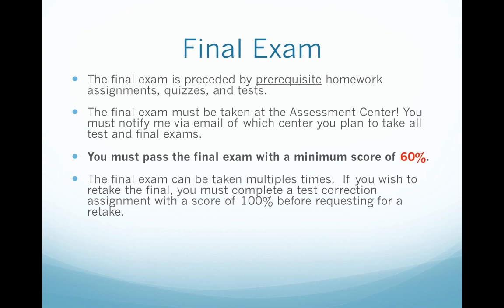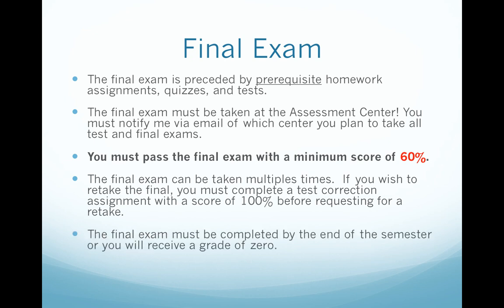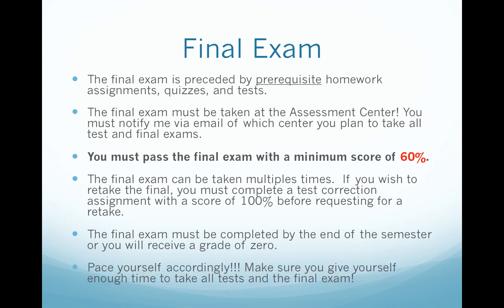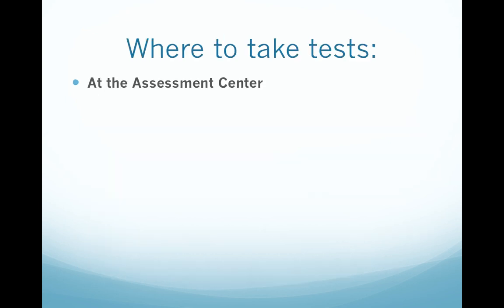Just like the tests, if you can't make a minimum score of a 60%, you can always retake the final exam, but you'll have to complete a correction assignment and score a 100% on the correction assignment before you can do a retake. Okay? Also, if you don't complete the final exam by the end of the semester, it's going to give you a grade of a 0. So, with that said, make sure to pace yourself accordingly. Give yourself enough time to take all your tests and your final exam before the end of the semester.